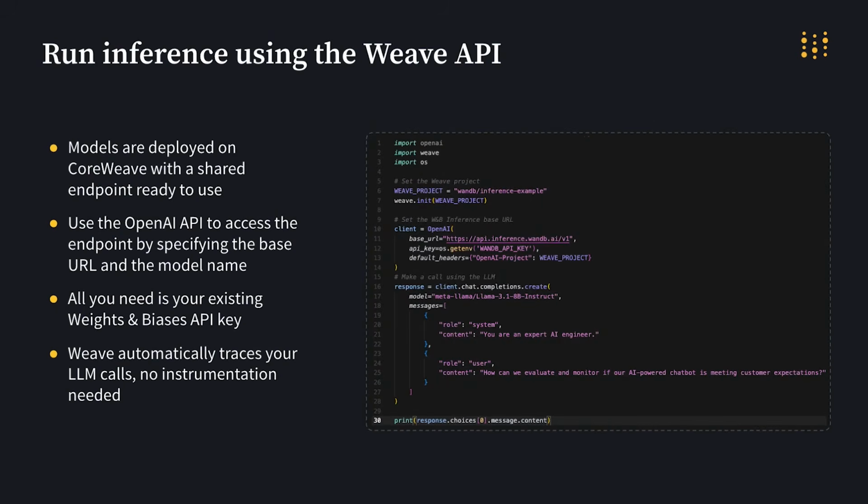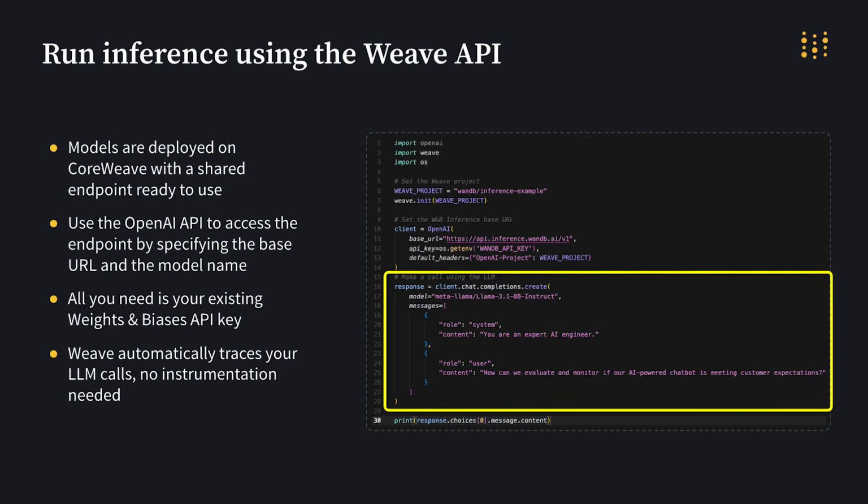Accessing the new models using the Weave SDK is simple. Just use the OpenAI API as you normally would, and add a couple of additional parameters. The base URL of the endpoint, your Weights and Biases API key, and a Weave entity and project. We'll take a closer look at this in a moment, but everything else is the same. Plug in your model name, your messages, and you're good to go.